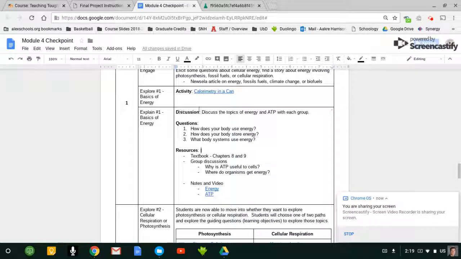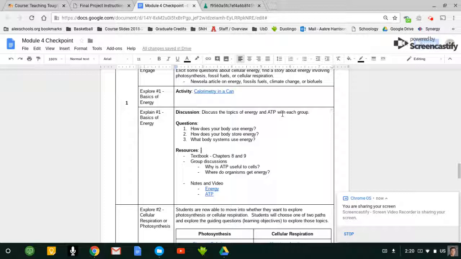And then this brings us to our discussion. So we're going to discuss the topics of energy and ATP with each group. So the groups are going to come together, and they're going to be answering some of those questions. And we'll start going through that. And I'm going to frame these three big questions up on the board: how does your body use energy? Does your body store energy?